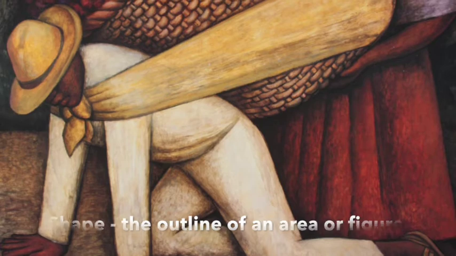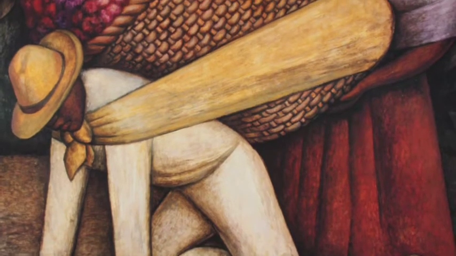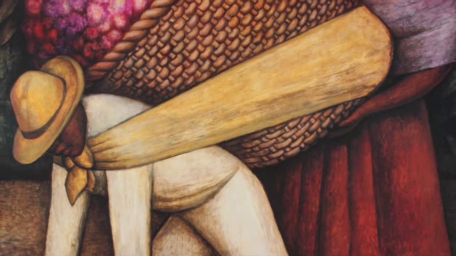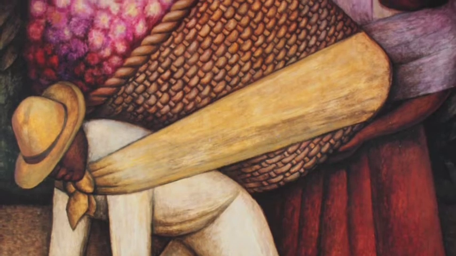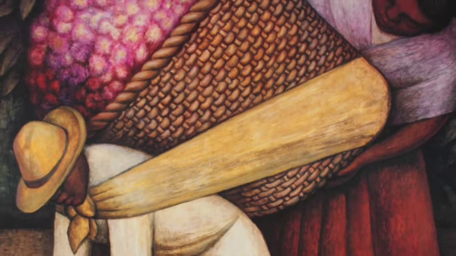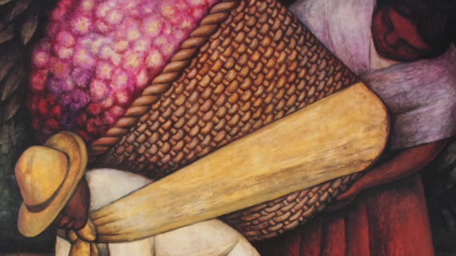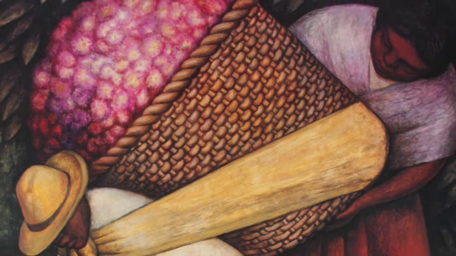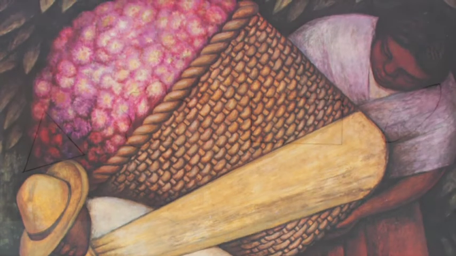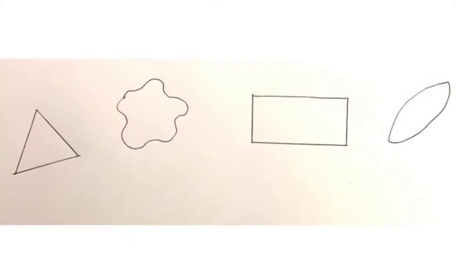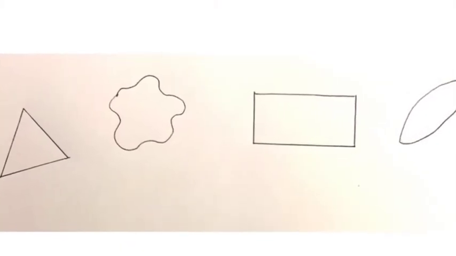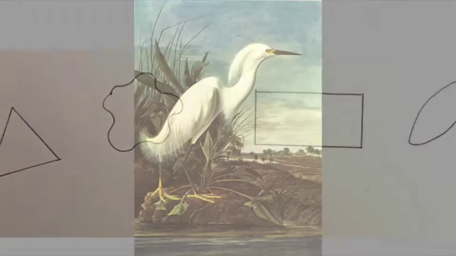Let's think about shape. Shape is the outline of an area or figure. A geometric shape can be a circle, square, triangle, or rectangle. An example of an organic shape could be a curvy, irregular, asymmetrical outline. It's often things found in nature. Use your pen and ruler to make some geometric shapes. Then make some organic shapes.